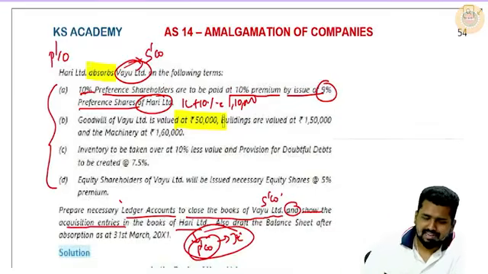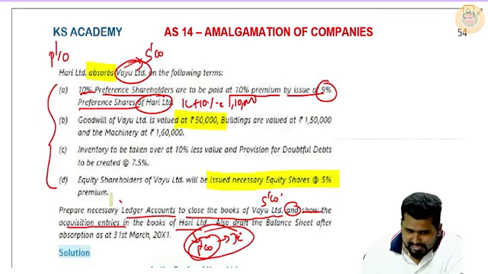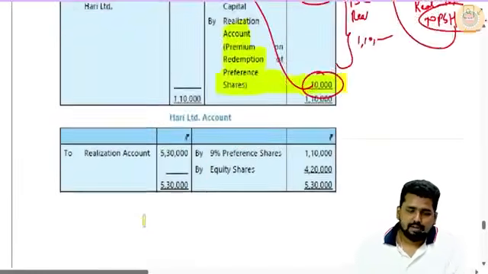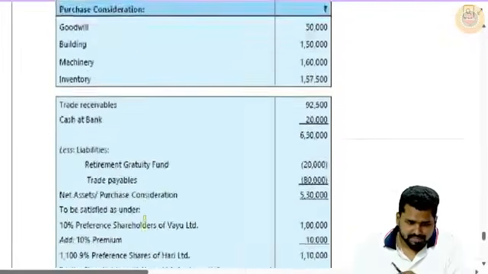Clear? Buildings are valued, plant and machinery, leave all that. Inventory to be taken over at what? 10% less, and PDD should be created at 7.5% less. Leave that also. Equity shareholders of Vayu Limited issued necessary equity shares at 5% premium. Clear? This is the question they have given.